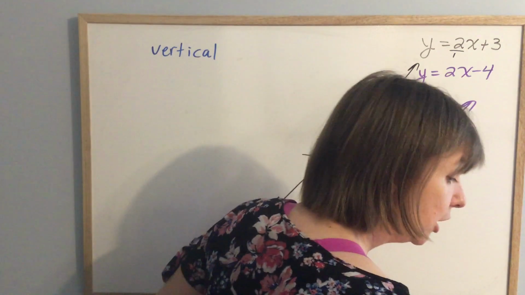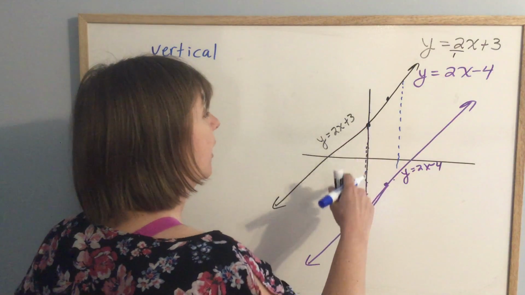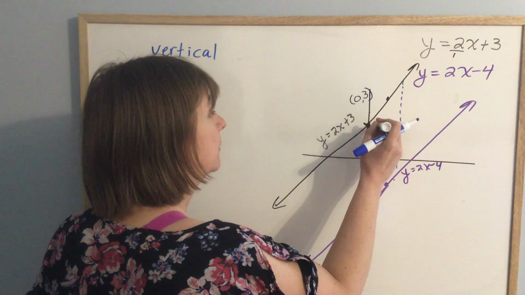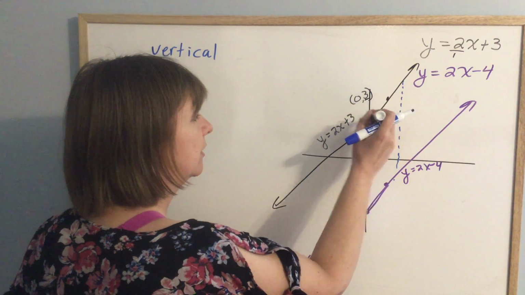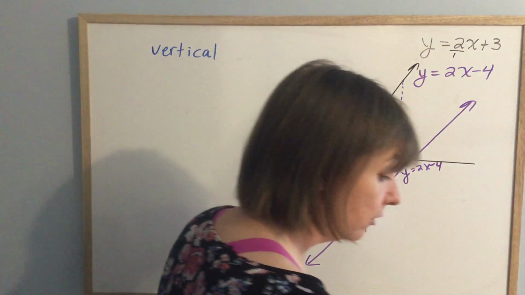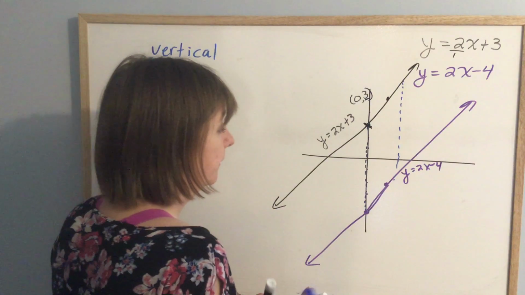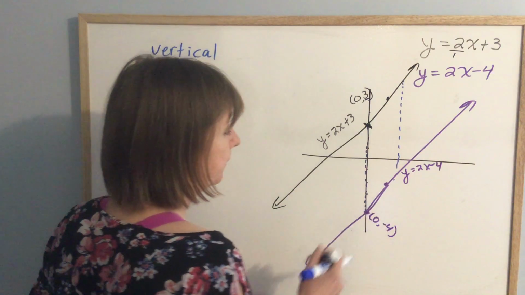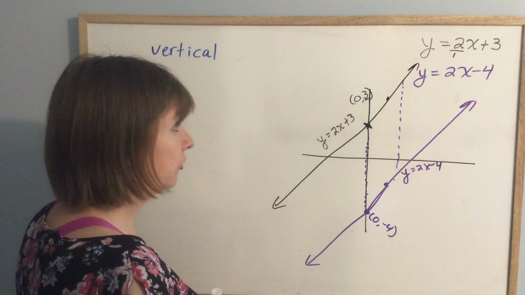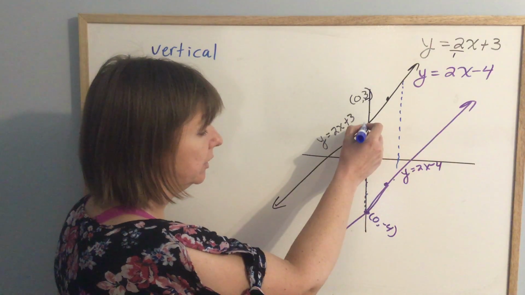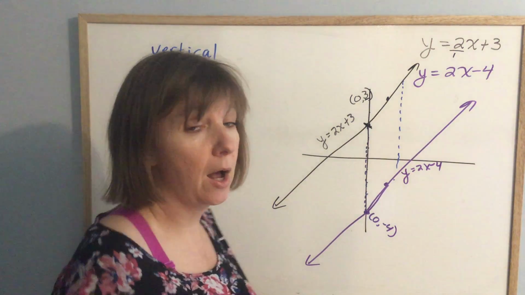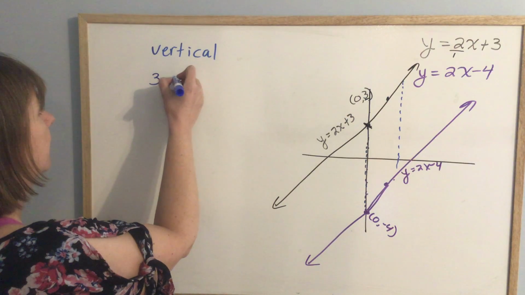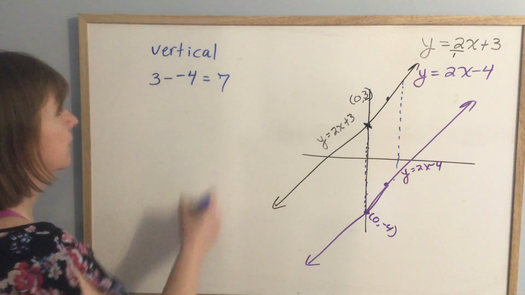And by the way, I know where the black graph touches the y-axis because I know that the y-intercept is at 0 and 3, so it's at a height of 3. I know that the purple line has its y-intercept at 0 and negative 4. So if I'm going to draw a vertical line from 3 down to negative 4, how many squares is that? So for vertical distance, I'm going to do 3 minus negative 4, which is going to give me 7.